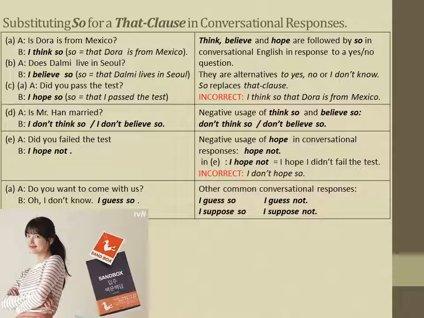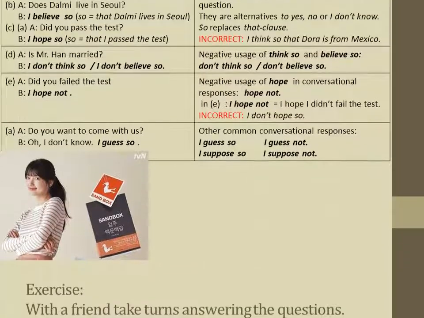Okay, and then the last one, other common conversational responses. Besides using I think so, I believe so, I hope so, you can also say I guess so if it is positive, or I guess not if it is negative. I suppose so. I suppose not. For example, in here, do you want to come with us? I don't know. I guess so. So it means you maybe will go with them. But if you don't, you can say, do you want to come with us? Oh, I don't know. I guess not. It means you probably will not join them.